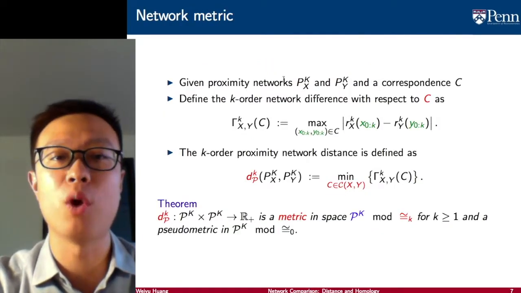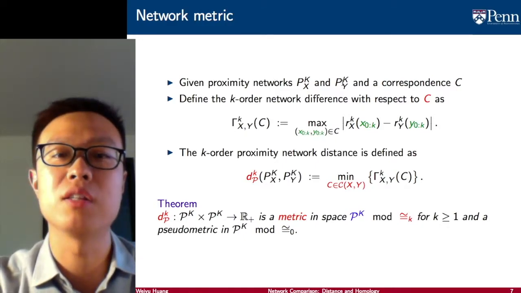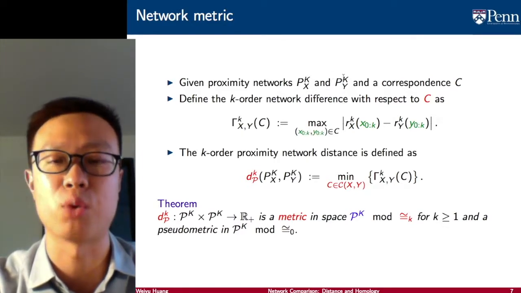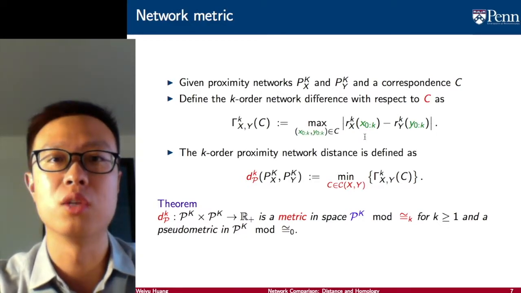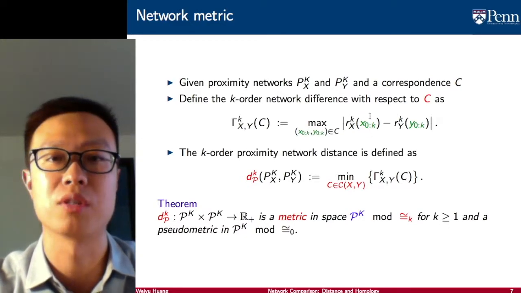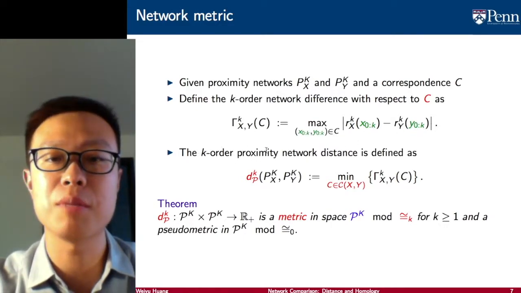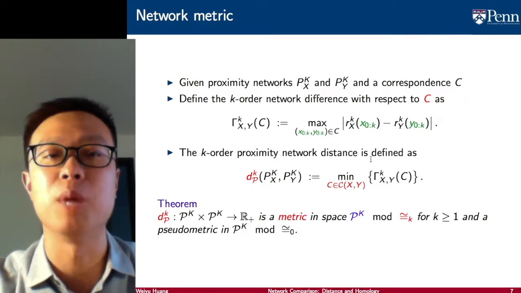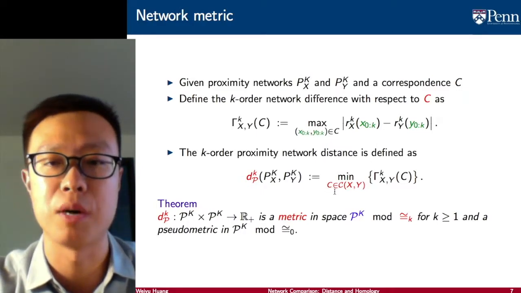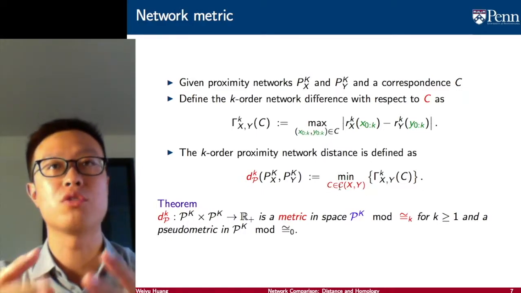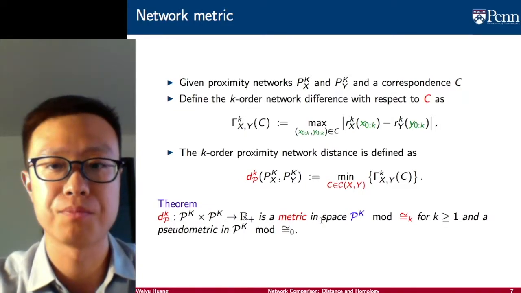Given one pair of networks, X and Y, and the correspondence, we can define the network difference between these two networks, measured by the correspondence, as the bottleneck tuple, such that the respective relationship in the two networks is maximized. Then we can define the proximity network distance as the minimum of such network distance, taken by some correspondence C. Therefore, we can show that this is a valid metric in the space of high-order networks.